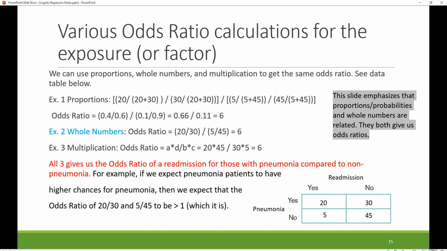It tells us the odds of one group versus the odds of another group. And if we expect pneumonia patients to have higher chances of readmission, then we expect the odds ratio of 20 divided by 30 and 5 divided by 45 to be greater than 1, which it is. It's about 6.